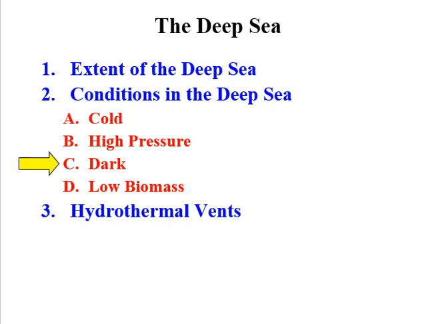So we looked at cold and high pressure and saw that those are very similar in a lot of ways. Very cold water affects organisms in a similar way as very high pressure water does. And we looked at some of the adaptations that organisms have in terms of their enzymes and the cell membranes, the phospholipids they have in their cell membranes. And now we're going to look at this other characteristic of the deep sea, that it's dark.